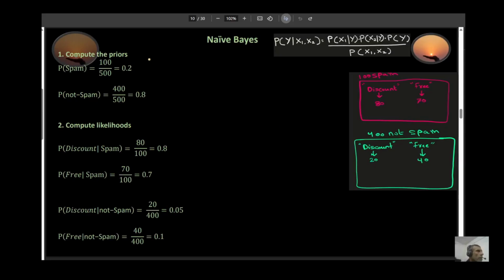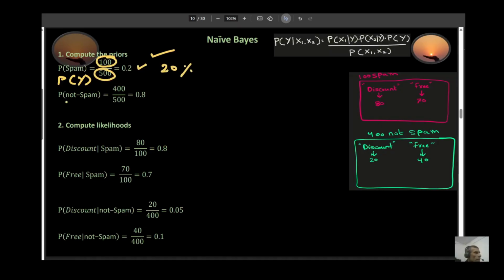Step 1, compute the priors. So first compute the probability of a spam. In other words, compute your probability of y. Probability of a spam would be the number of spam emails, which is 100, divided by the total number of emails, which is 500. And the answer comes out to be 0.2. In other words, 20% chance.